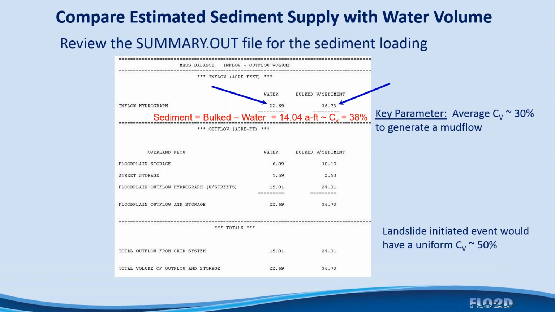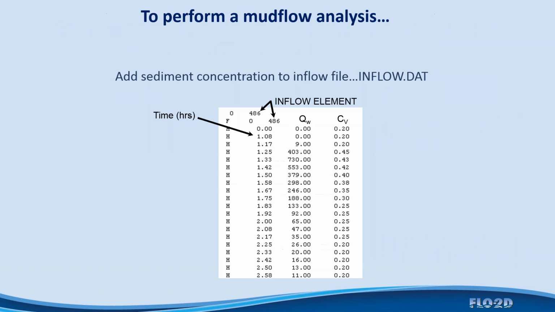It's going to be a mud flow. It's going to be mostly a mud flood. On the other hand, if you had a landslide initiated event, you could have a fairly uniform concentration by volume, something on the order of 45 to 55% concentration by volume. And we talked about this in detail in terms of what kind of behavior you should expect out of different concentration by volumes in the previous webinar.